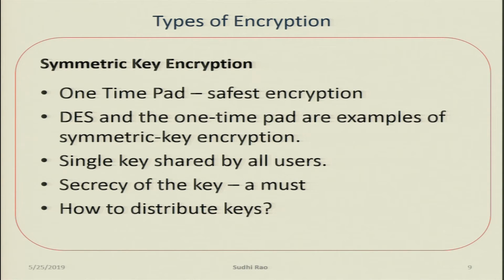The key used to encrypt is the key used to decrypt. In all these cases, all the users should share a single key. So, keeping a key secret, distributing the key secretly is a big challenge in symmetric key encryption. So, challenge is how to distribute keys. However, this is mathematically fast. Computationally, symmetric key encryption is fast. Both of us use the same key, I use it to encrypt, send it to you, you decrypt. And there is a challenge of key distribution.